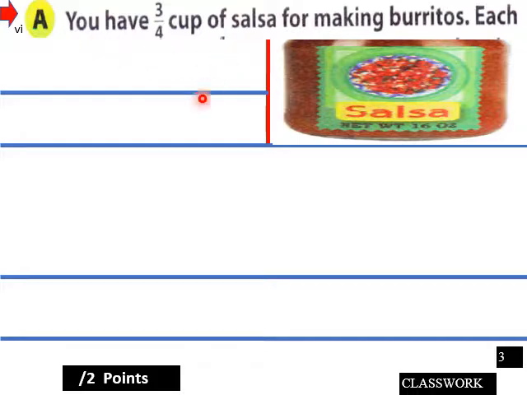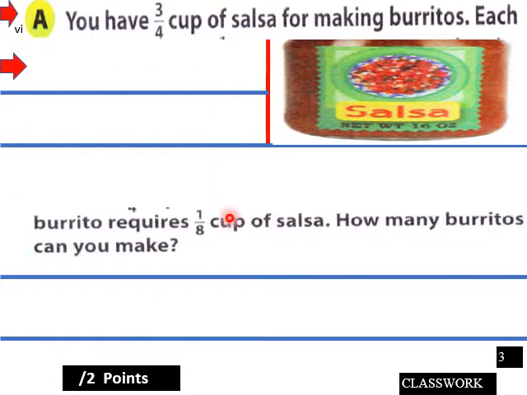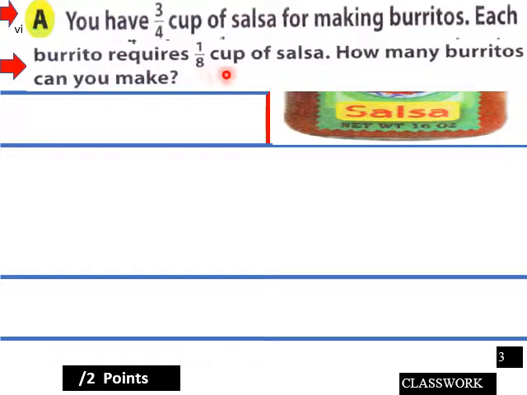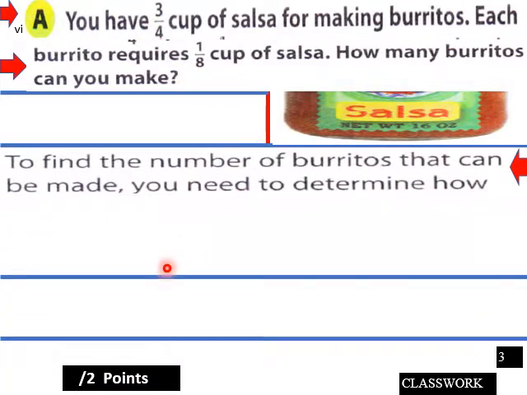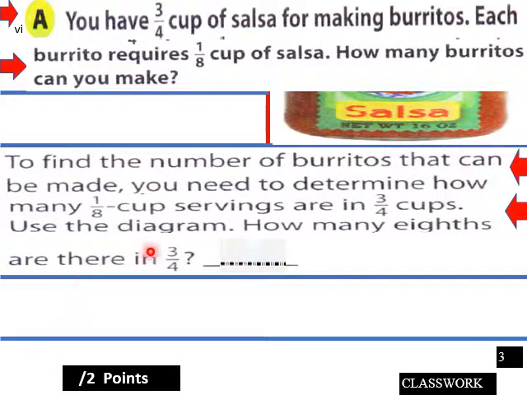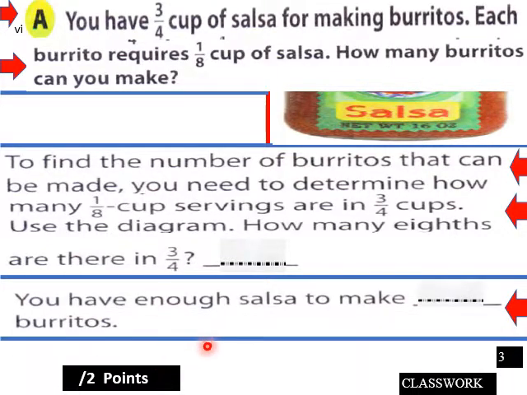You have 3/4 cup of salsa for making burritos. Each burrito requires 1/8 cup. How many burritos can you make? So the question is, how many eighths are there in 3/4? To find the number of burritos you can make, you need to determine how many 1/8 cup servings are in 3/4 cup. Use the diagram. How will we determine that?